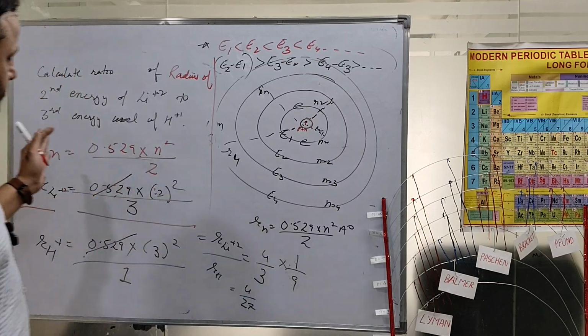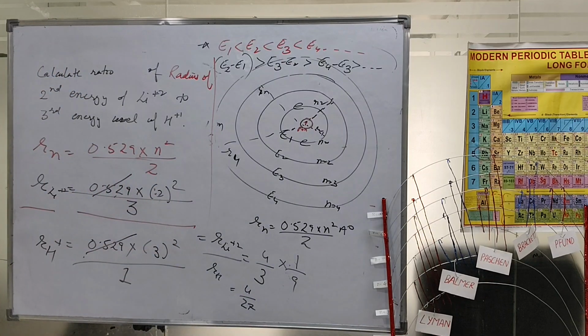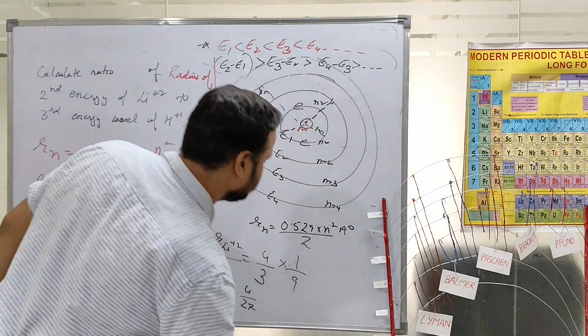So this is a numerical which is very important. It may come in subjective, it may come in MCQ also. So you must have noted the answer.